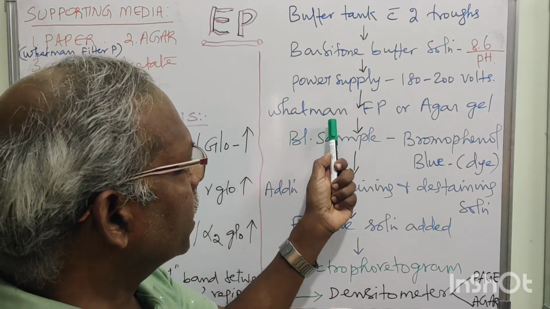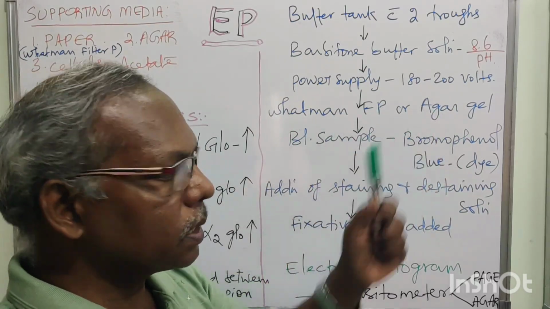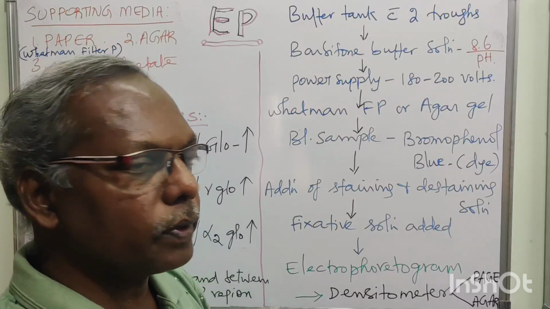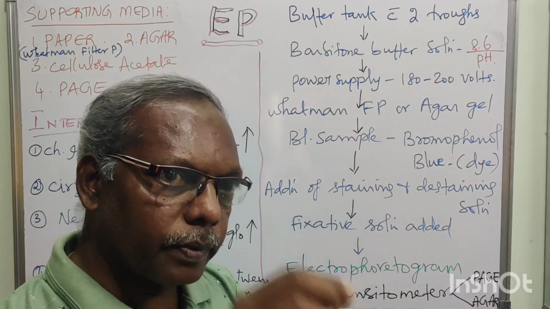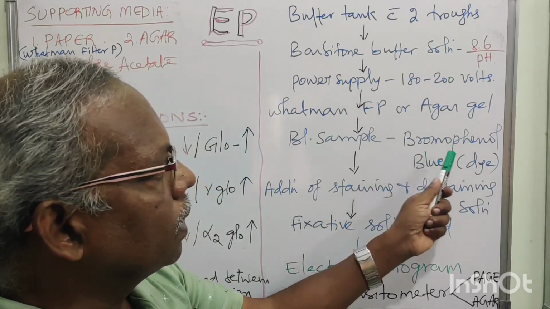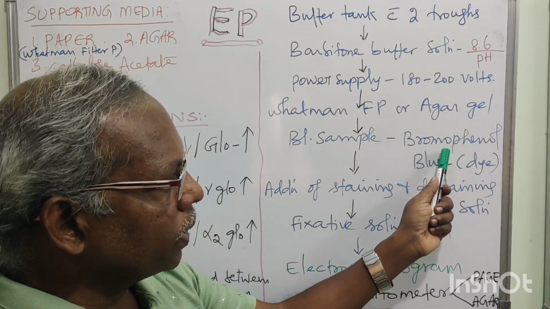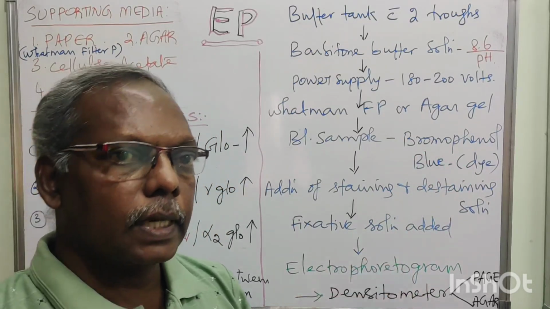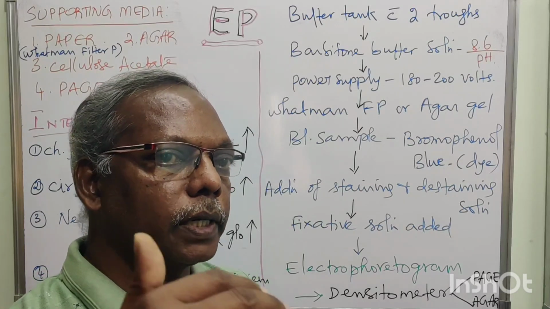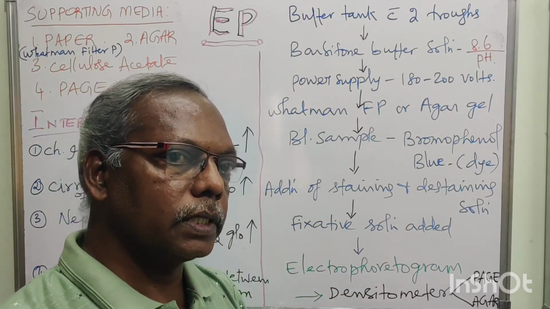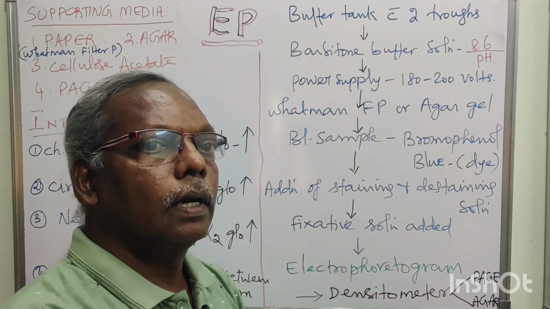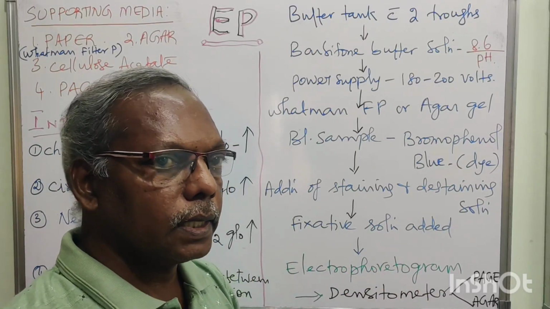Next one is you have to take either Whatman filter paper or agar gel. You have to prepare the gel from the agar. Then apply the blood sample in the point of application area. Then you are going to use one dye, because for the coloring reagent only you have to monitor the procedure after 1 hour, after 2 hours, whether it is moving or not, whether it is obstructed or blocked, like that, you have to find out.